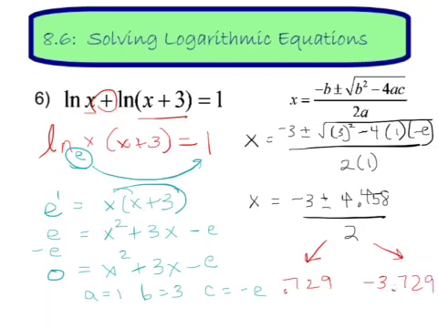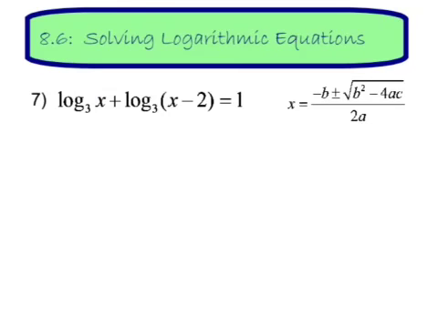And remember, we always want to make sure that if we were to plug this into the calculator, we're not taking the logarithm of a negative value. And if we plug in 0.729, it's going to work. But if we even tried to plug in this negative value here into our natural log, we would get a non-real answer. And so this is called an extraneous solution. It's an extra answer that isn't really an answer, and so our only answer is positive 0.729.